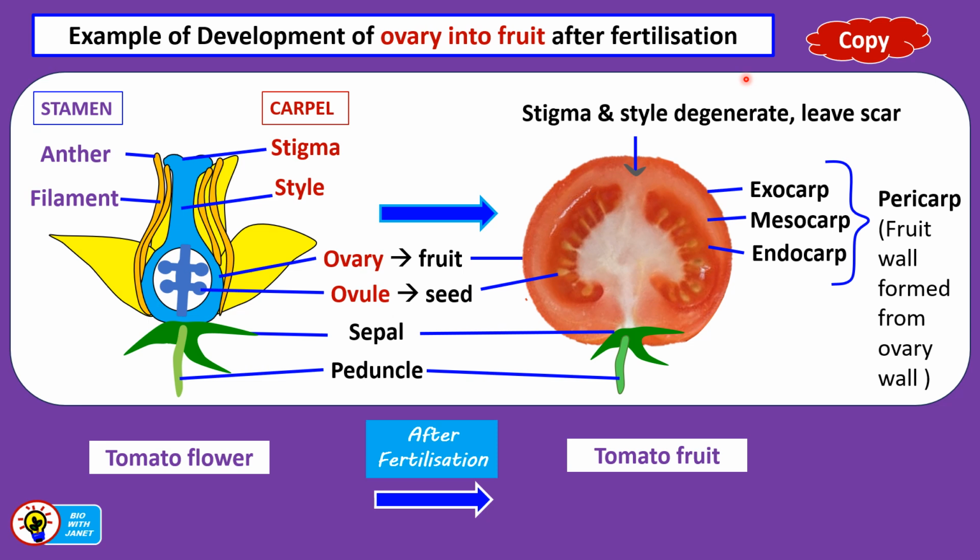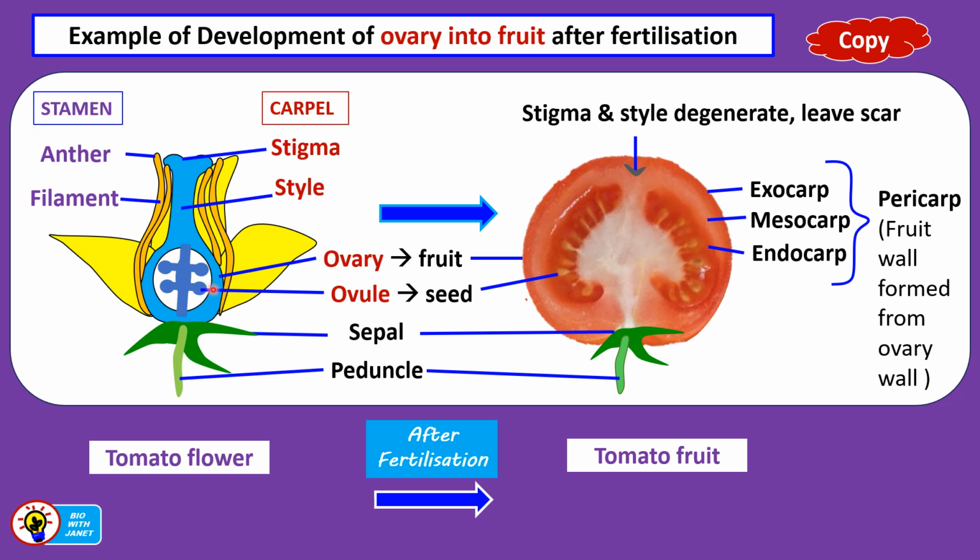So let's look at an example of the development of the ovary into the fruit after fertilization. We'll take the example of the tomato plant. Here you see the flower of the tomato plant. It has many filaments and anthers, and this part is known as the stamen. The stamens are more or less fused together, surrounding the stigma. And then there's a style, and inside the ovary, there's the ovule. So there are many ovules in the ovary. One ovary, but many ovules.